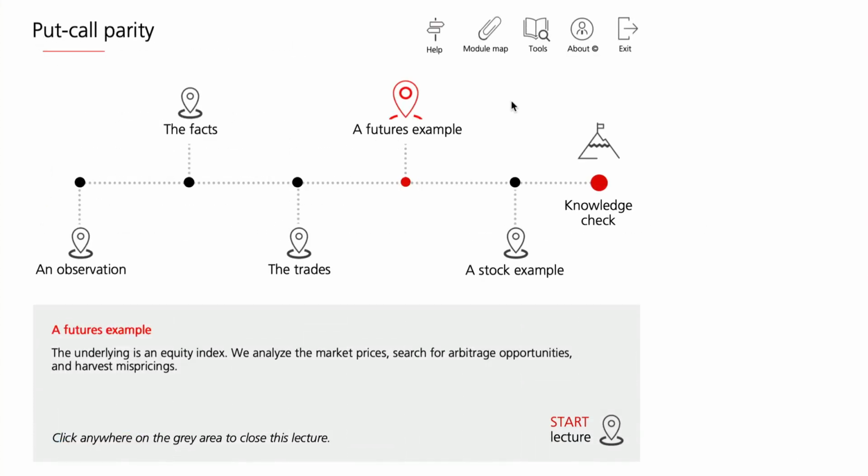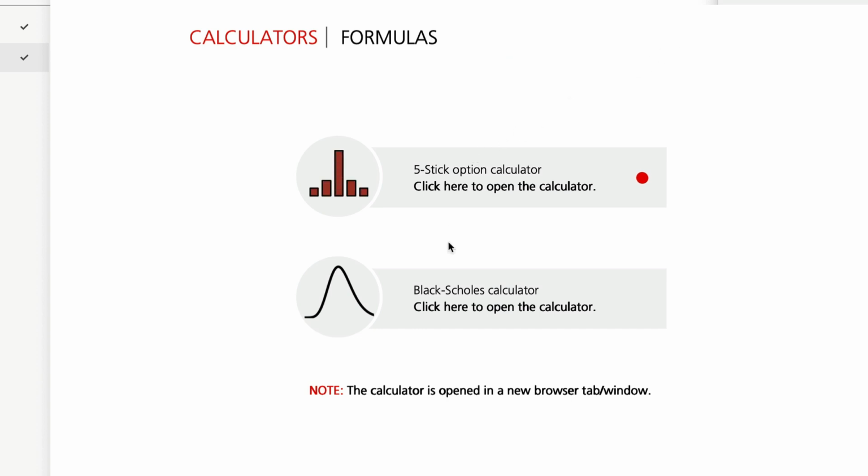This is actually the next module, the put-call parity module. And you see there is a tab, Tools. If I press on this one, you find two calculators. One is the 5-stick and the other one is the Black-Scholes.